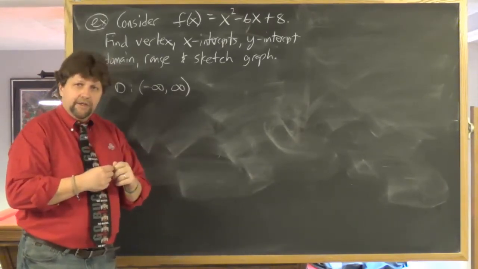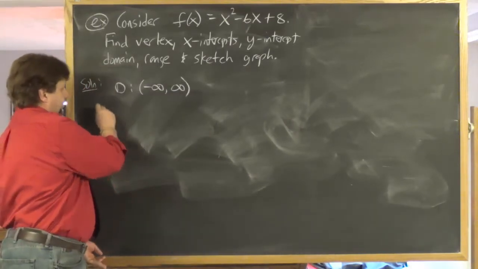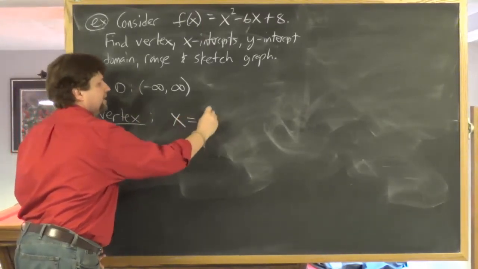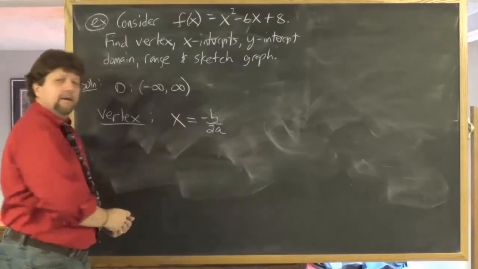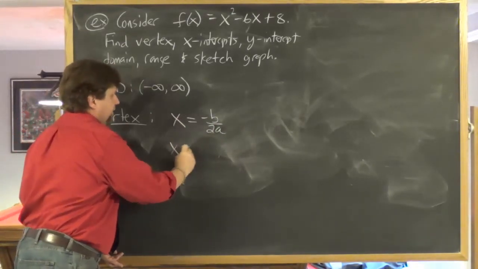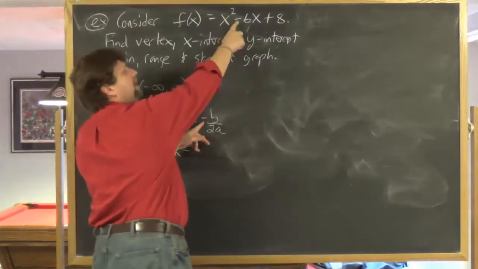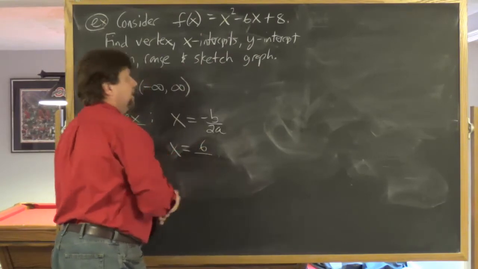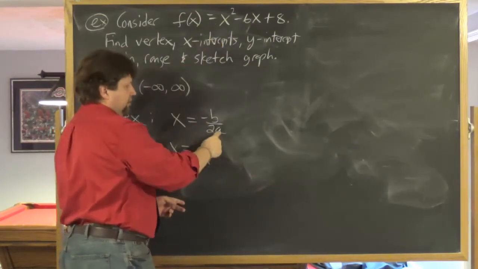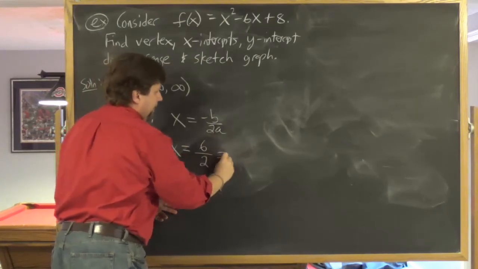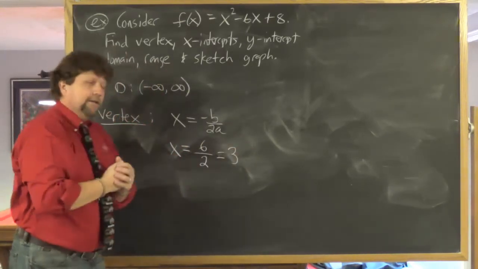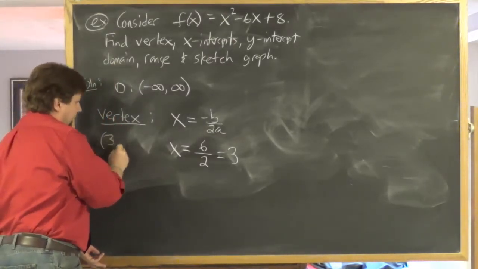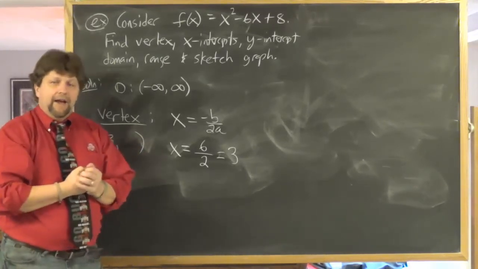Remember that little formula that I just wrote up here a minute ago. The x-coordinate of the vertex is negative b over 2a. So we get the x-coordinate of the vertex to be negative b. Well, b is negative 6, so the opposite of negative 6 is positive 6. a is 1, so 2 times 1 is 2. So we get the x-coordinate of the vertex to be 3. So right now we know the vertex is at the point 3, and we need to get the y value.